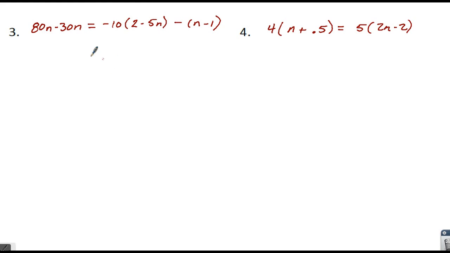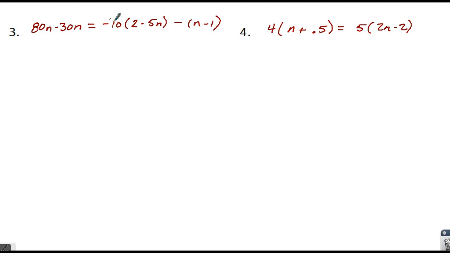Alright, so here's examples 3 and 4. We have 80n minus 30n equals negative 10 times 2 minus 5n minus n minus 1, and that's in parentheses. Wow, that's a very big equation. But we're going to do this step by step. So step 1, if you go back to the lesson from the beginning here, it said to do the distributive property and remove any grouping symbols. So we need to distribute.